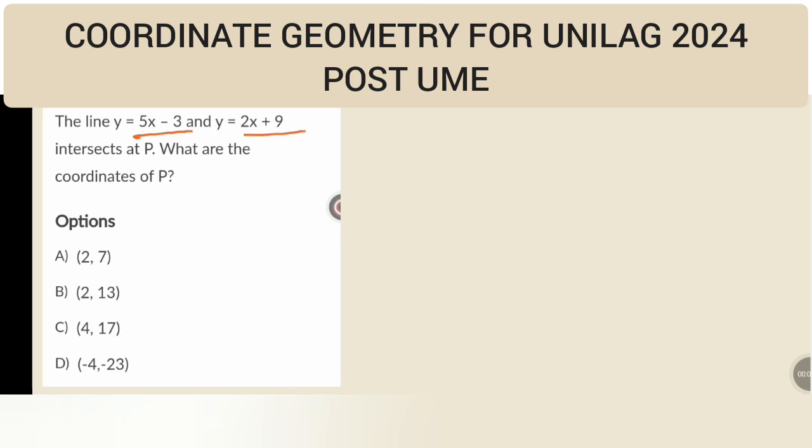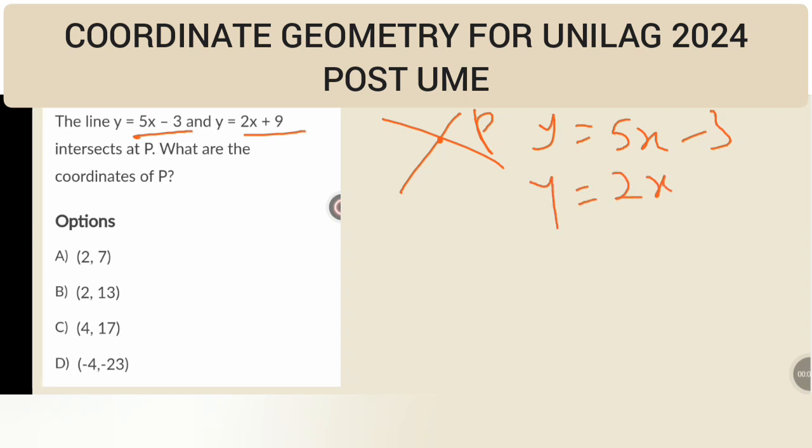That means the two lines meet at point P. That's where they meet. So what are the coordinates of point P? This is a matter of simultaneous equations, but it's very, very simple for you. So y equals 5x minus 3. That's the first line. Then y equals 2x plus 9. That's the second line. But don't waste your time using the elimination method or stressing yourself.